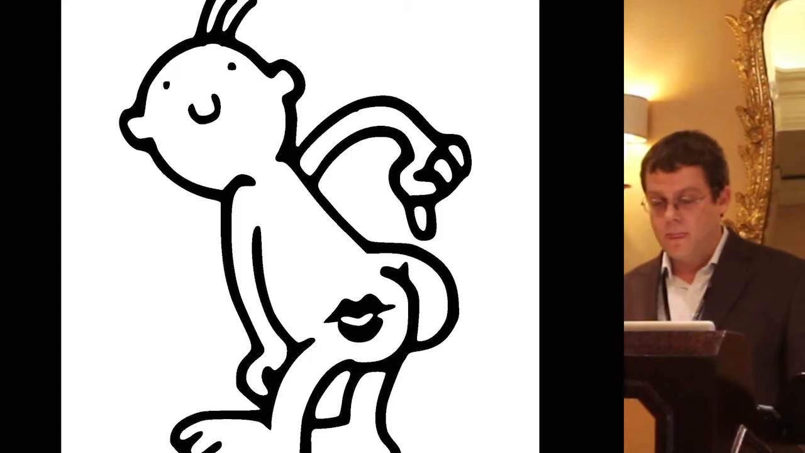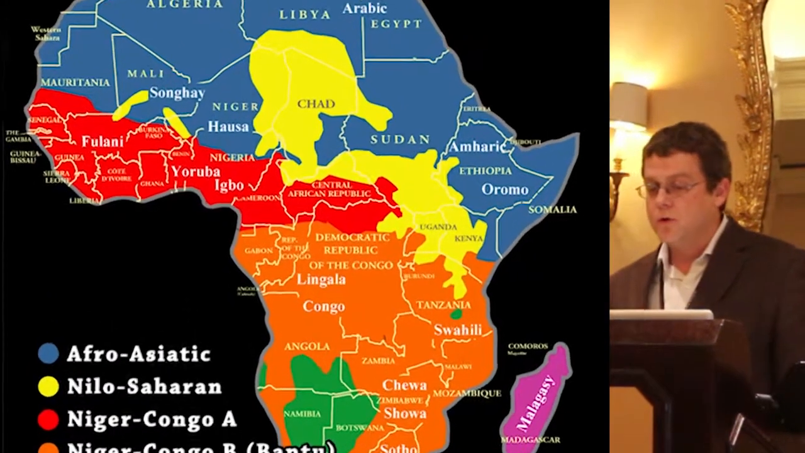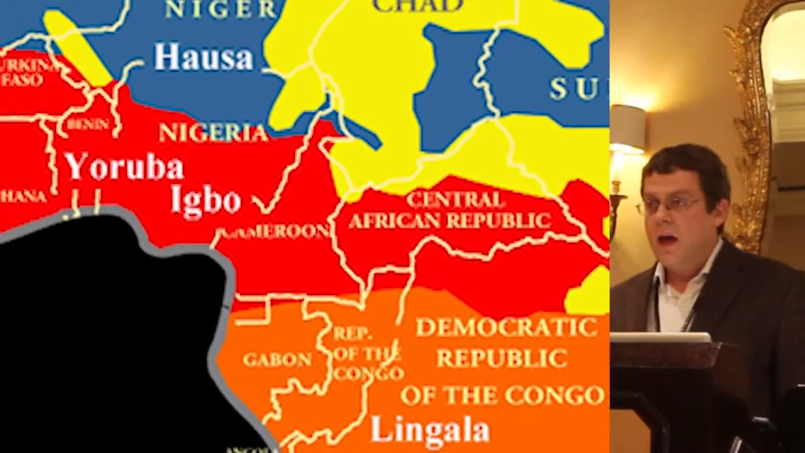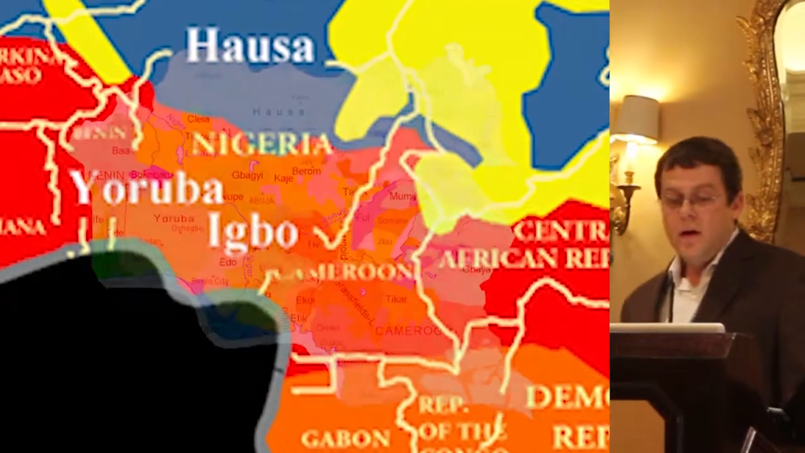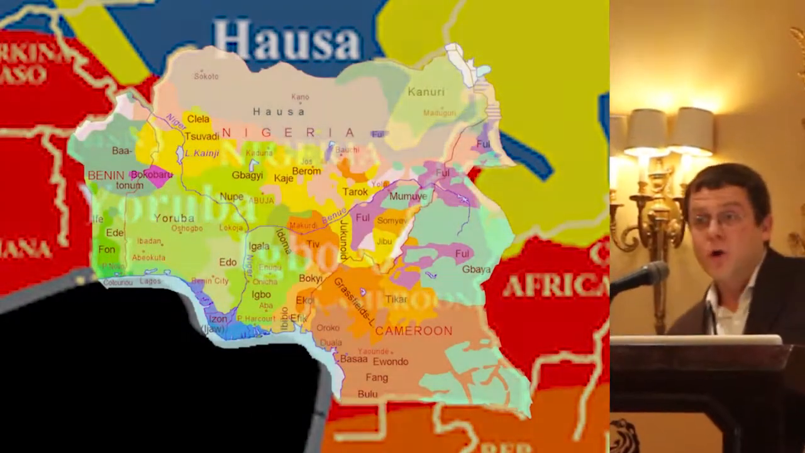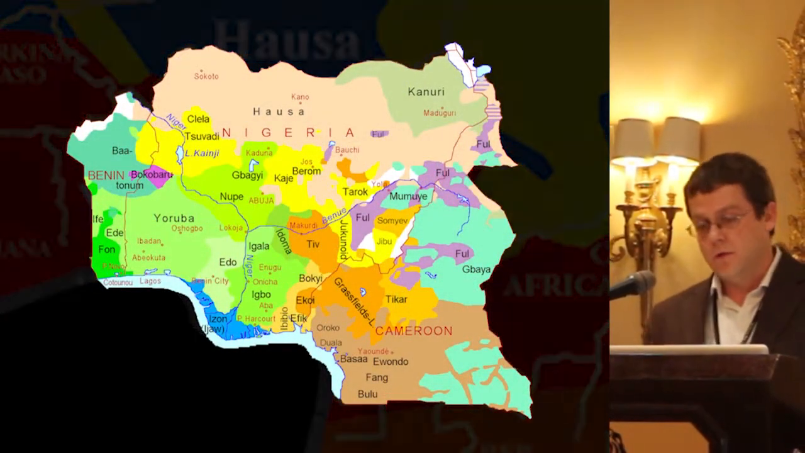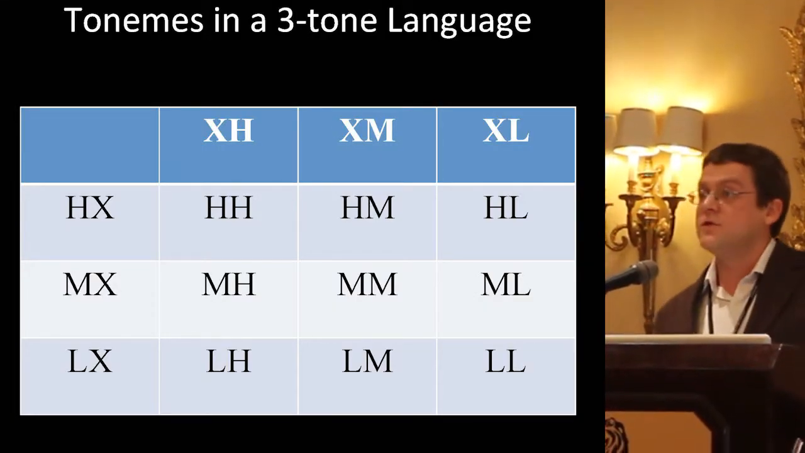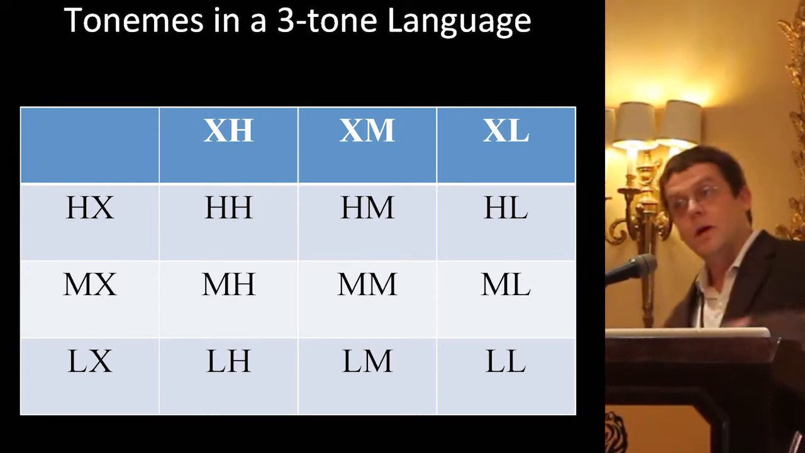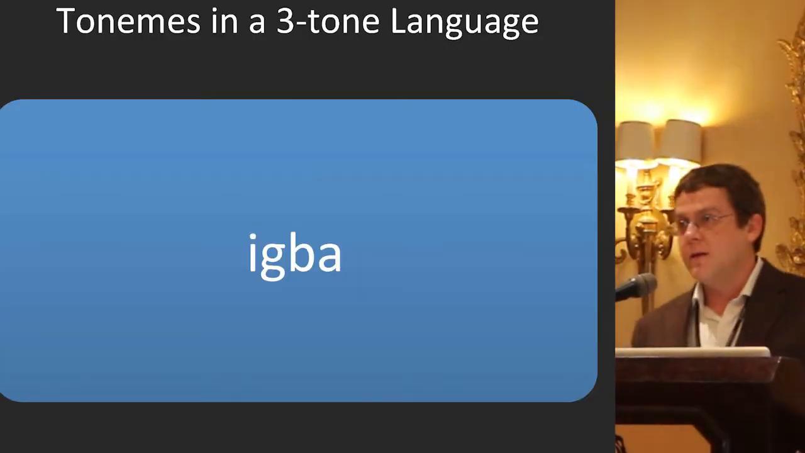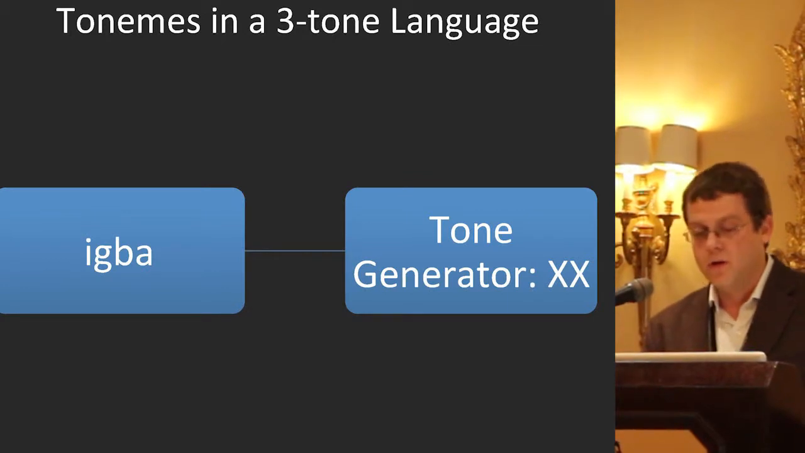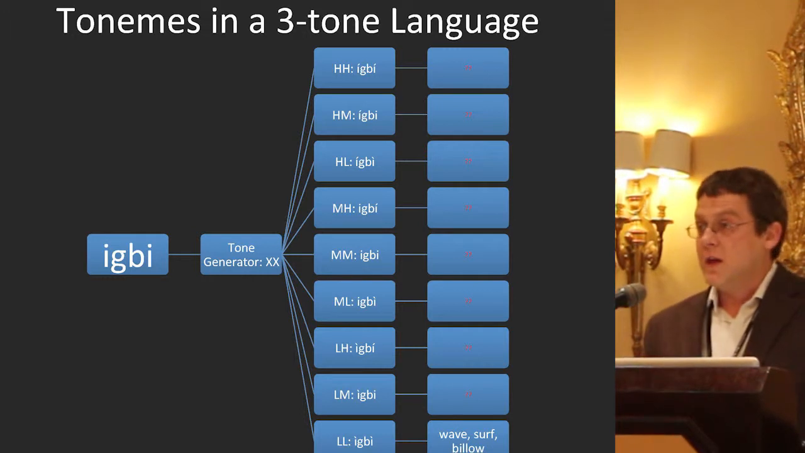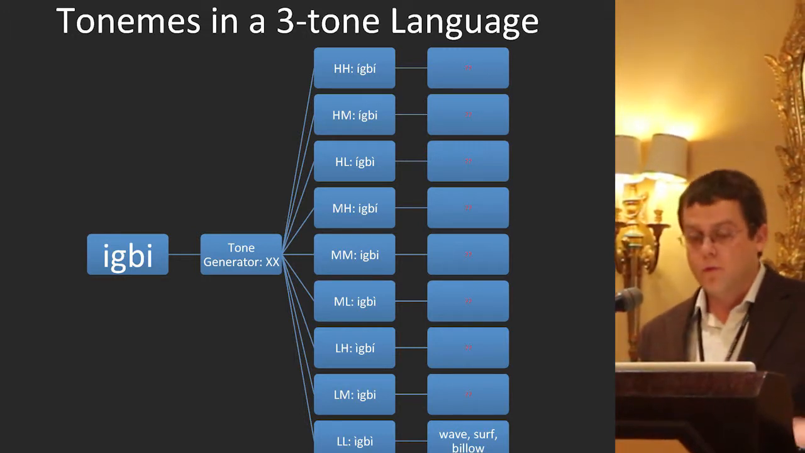So I spent about 5 years researching the music of Nigeria and 2 years actually in Nigeria, and there's about 500 languages in Nigeria. Many in the south are tone languages, and many of them have 3 tones. So in a 3-tone language, there's 9 possibilities for 2-syllable words, because you have 3 for the first syllable, 3 for the second syllable. So if we take a homograph like IGBA and put it into the tone generator, you get 5 possibilities, and this is on the upper end. There are also other words like Igbi that don't have tonal variation.